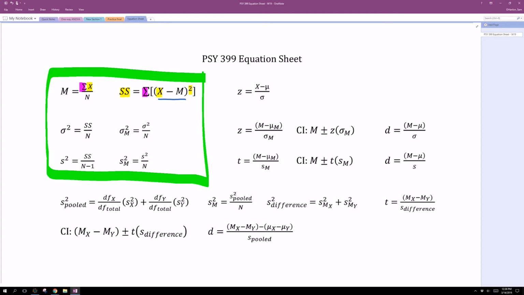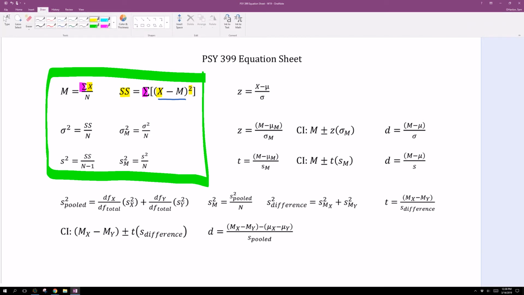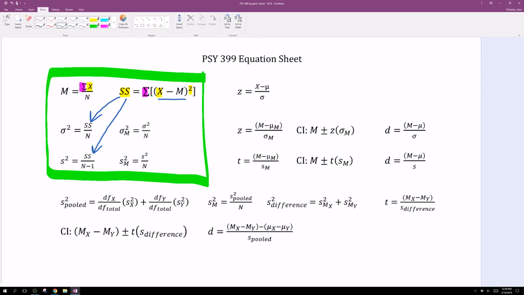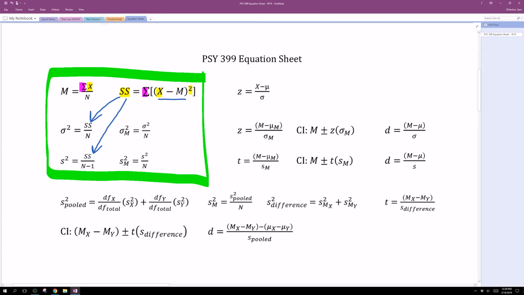Okay, once you have the sum of squares, this can go into two different equations. Now you can just see that you match this SS to those SS's. These two equations are equations for variance. The difference between the two equations is whether you are dividing by n or dividing by n minus 1.